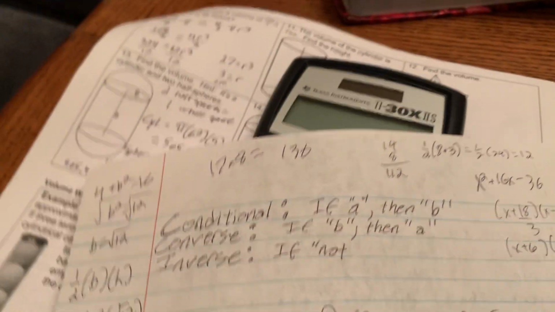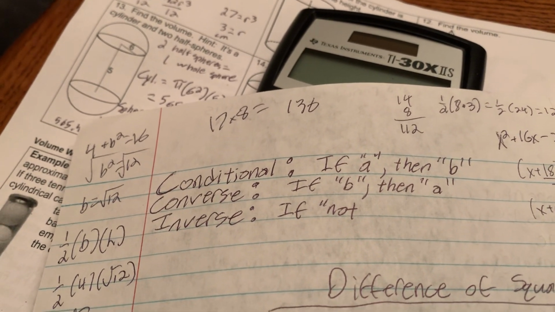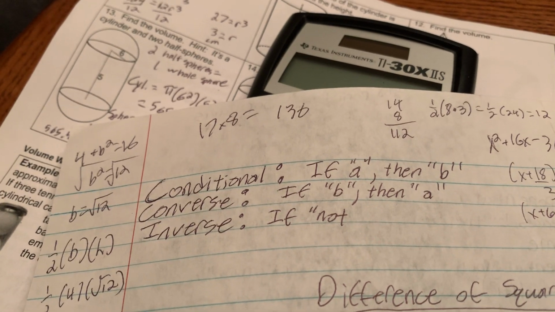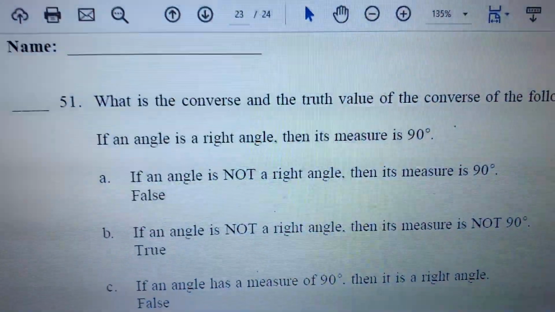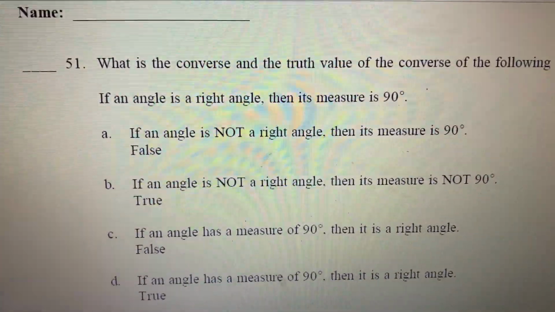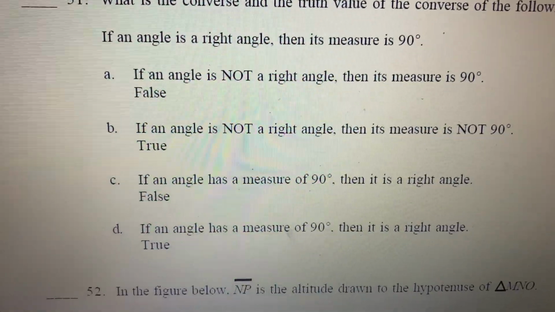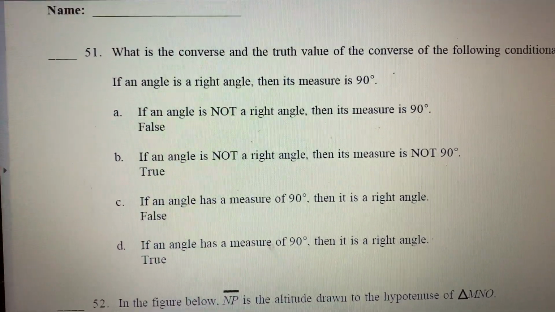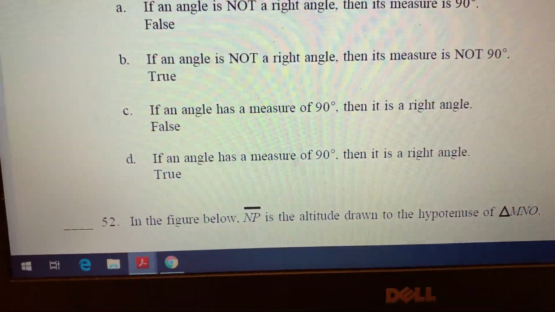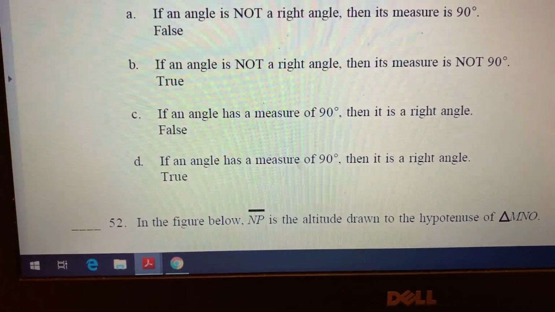All right, a conditional statement is an if-then statement. If A happens or A is true, then B happens or B is true. The converse, we just flip the two parts. So our original statement is if an angle is a right angle, then its measure is 90 degrees. So we just got to flip those. So that automatically gets us down to C and D. And then its truth value. Well, is that statement true or not? If an angle has a measure of 90 degrees, then it's a right angle. Obviously, that's true. So our answer is D.